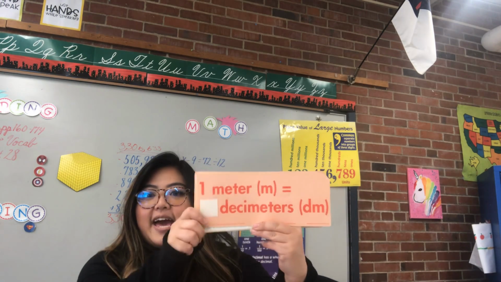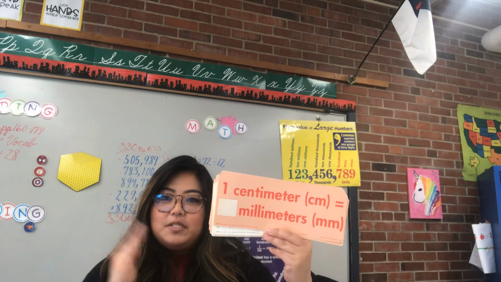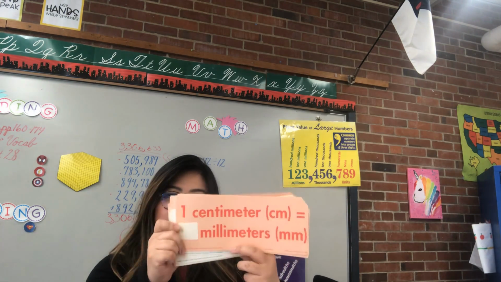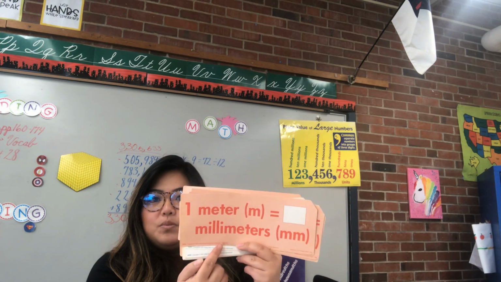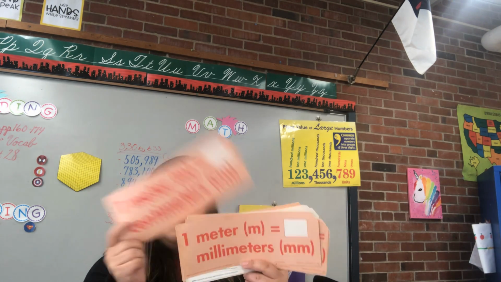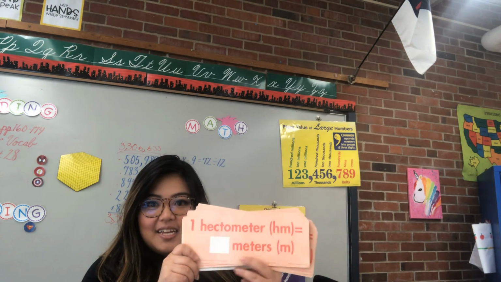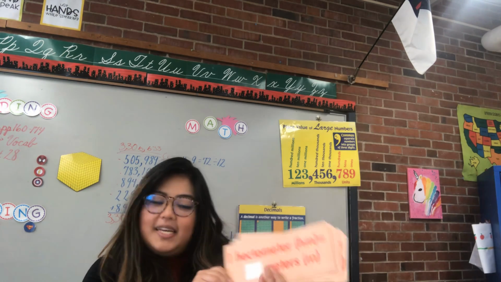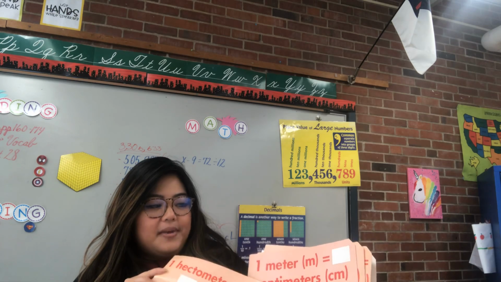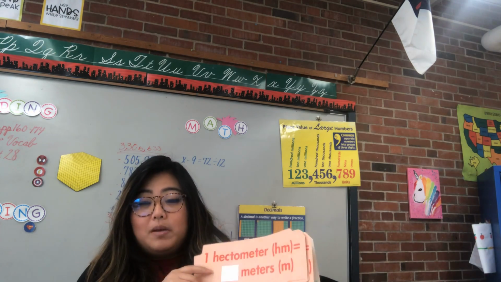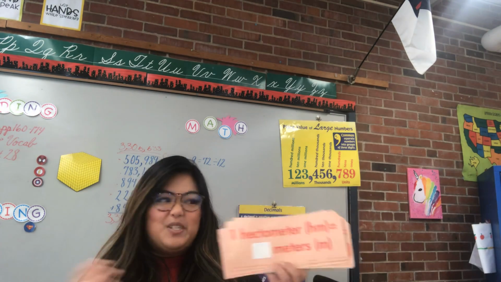This is 10. This one's tricky. It's centimeter to millimeter. C to M is just 10. 1,000. It takes 1,000 millimeters to equal 1 meter. 100. 100. Wait, but these are not the same. What it's saying is it takes 100 centimeters to equal 1 meter, but 1 hectometer is equal to 100 meters.